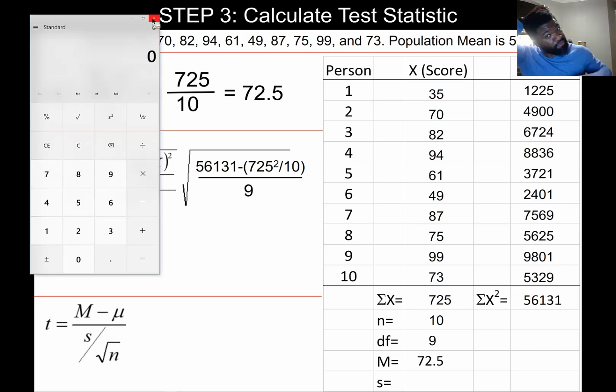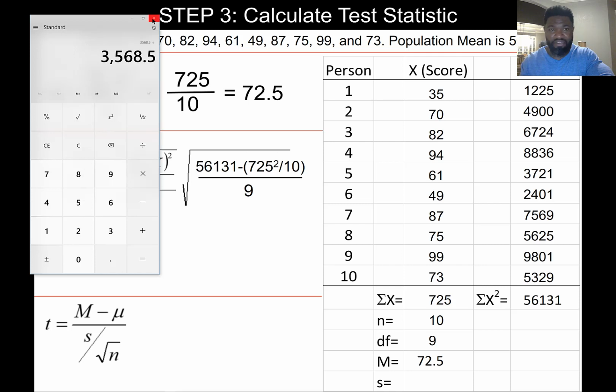Okay, so let's do the math. It's going to be 725 times 725, which is that number. We're going to divide that by 10, and I have to write this down because I have to put it back in, but that's going to be 52,562.5. Okay, so from that, we've already divided by 10, so let's say 56,131 minus 52,562.5 equals all of that.